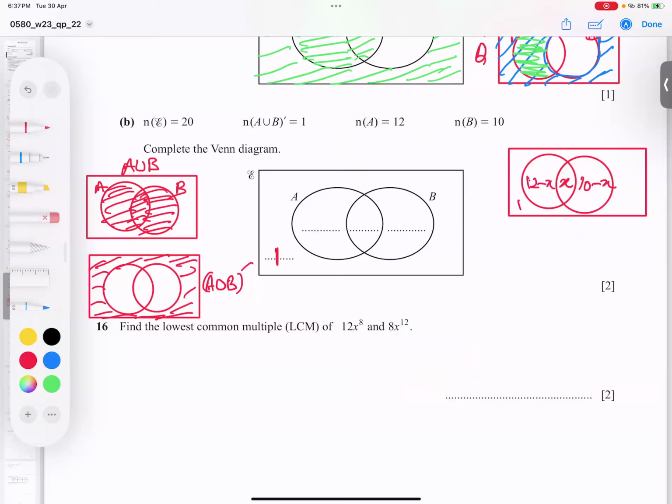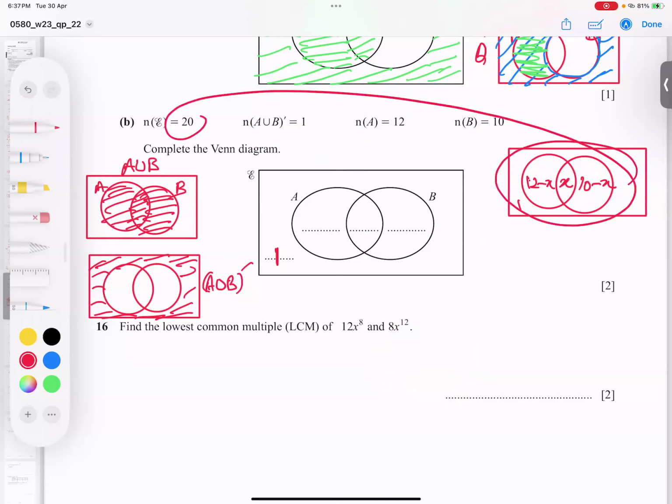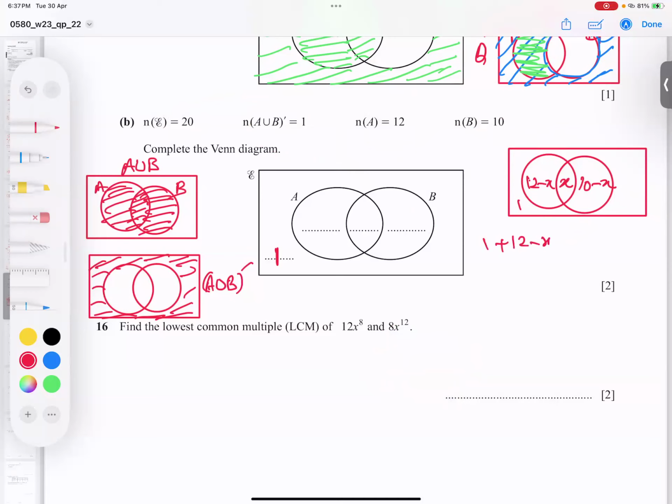And now, student, we can easily say the sum of all the members equals 20. So 1 plus 12 minus x plus x, 10 minus x equal to 20. The x cancels. 10 plus 12 plus 1 is 23. Okay, so 23 minus x equals 20. The x goes there, 20 comes this side. So 23 minus 20 gone. I now got x is equal to 3.